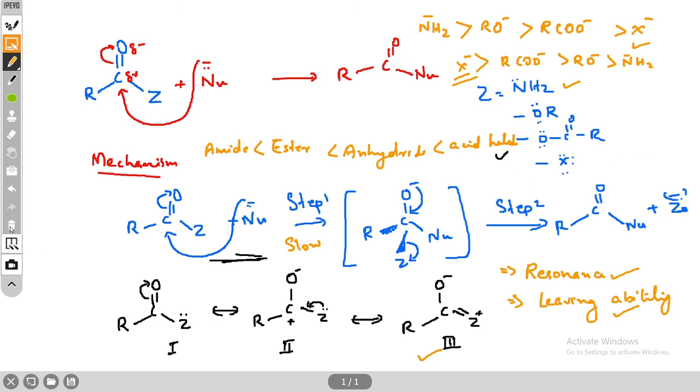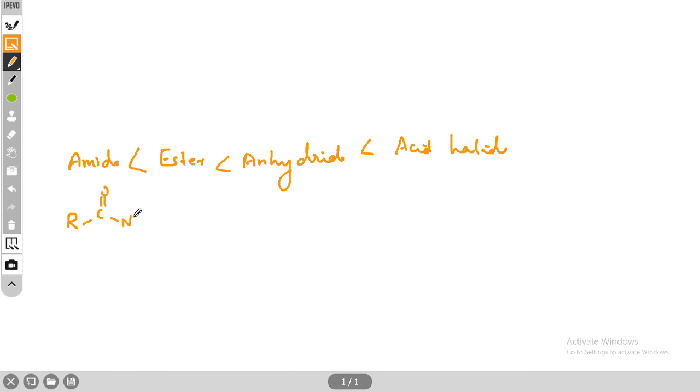So in short, we can see that the overall order will be amide, least reactive is amide, then ester, then anhydride, then acid halide. Okay, so let us draw the structures also. Amide is RCONH2, ester is RCOOR dash, anhydride is RCOOCOR dash, then acid halide is RC double bond O X.